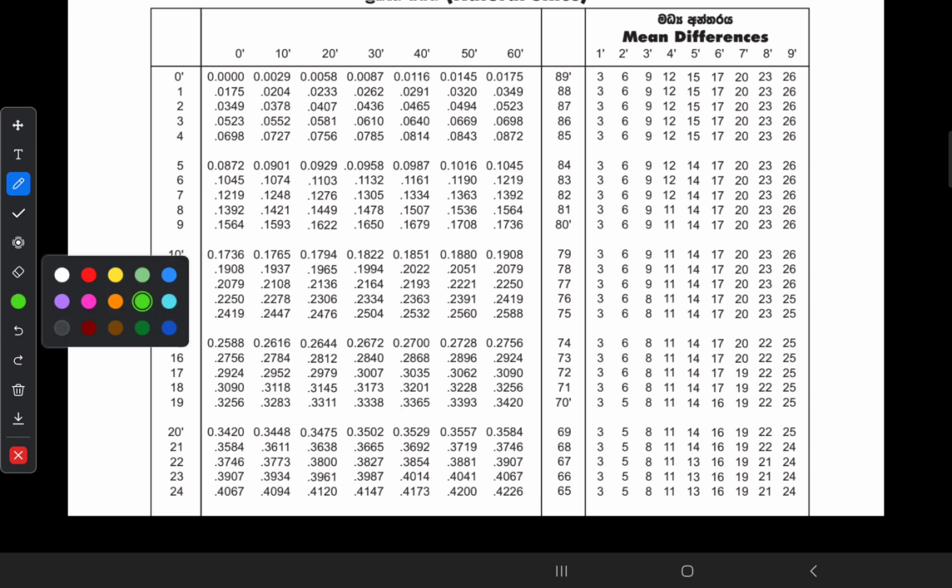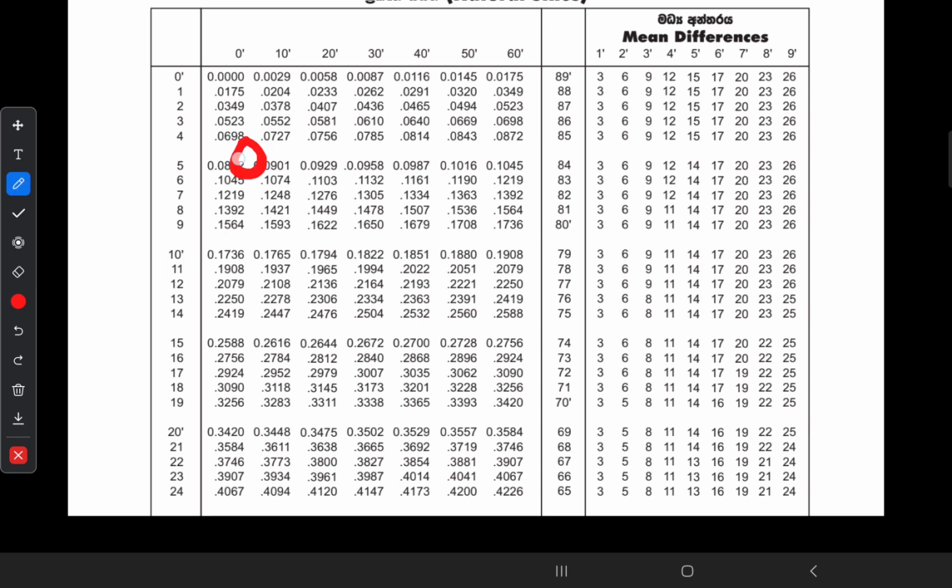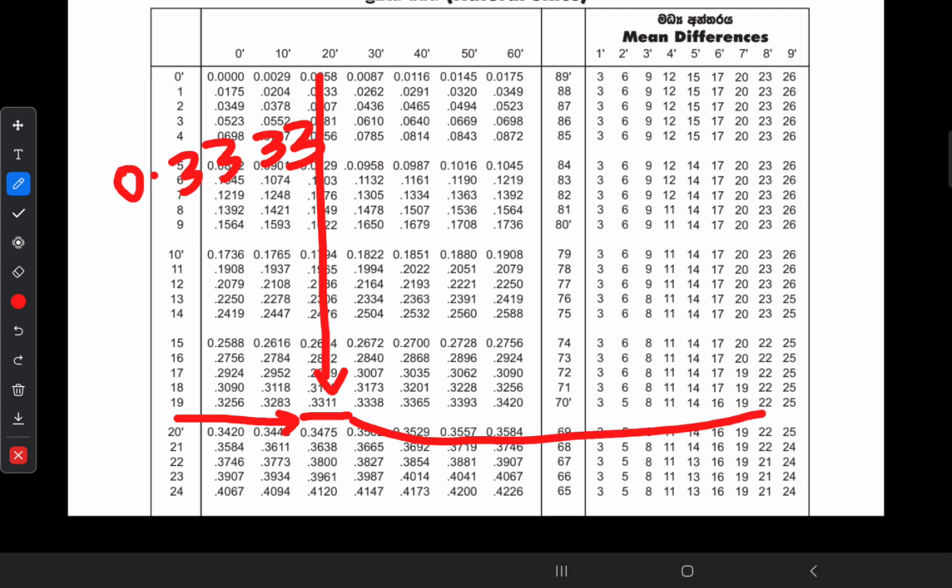We have 0.3338, but that is greater than our requirement. Our requirement is 0.3333. Here we have 3311, which is at 19 degrees 20 minutes. At 19 degrees 20 minutes we have 0.3311. With that, we add the mean difference of 22.